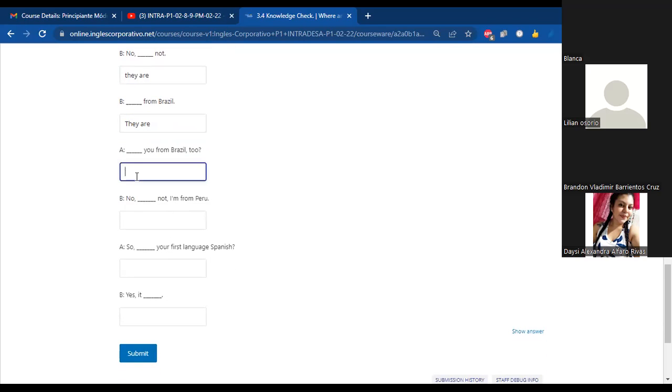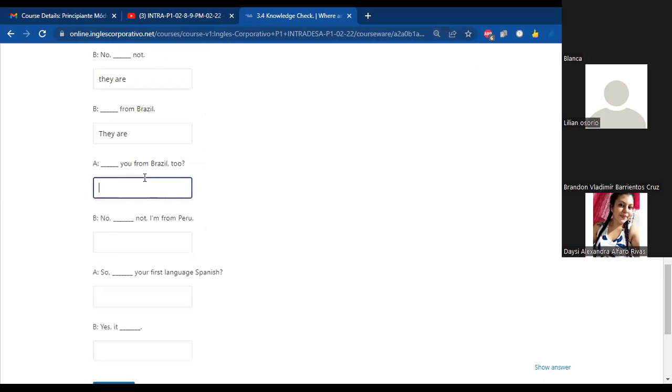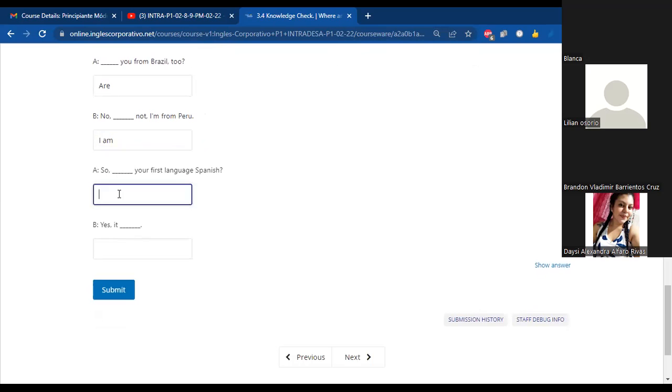Okay, here. Are you from Brazil? No, I am not. Yeah. So, this is your first name. Is your first language Spanish? Yes, it is. Yes, it is. Okay, now let's check what we have done.